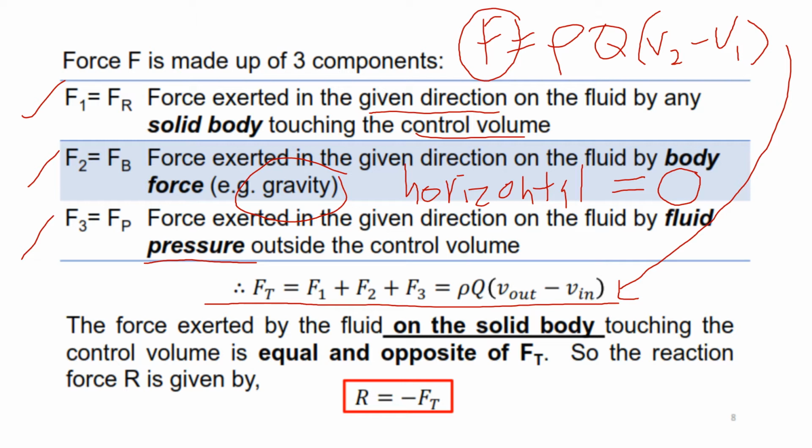Okay, so the force exerted by the fluid on the solid body, which must be touching the solid body or boundary of the control volume, is equal and opposite to F total. Okay, so R is equal to negative F total.